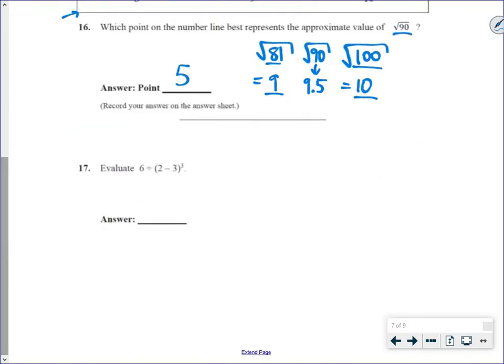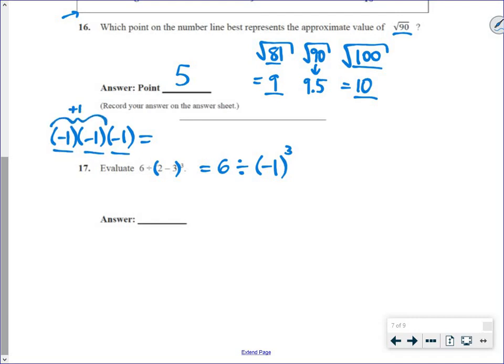Okay, moving on, a little bit of math. Make sure you do the brackets first, then the exponent. So 6 divided by, 2 subtract 3 is negative 1. And then we cube that. So negative 1 cubed, right? Negative 1 times negative 1 times negative 1, not negative 1 times 3. Negative 1 times itself 3 times. Negative 1 times itself is positive 1. And if I multiply positive 1 by negative 1, that's negative 1. So 6 divided by negative 1 is negative 6.